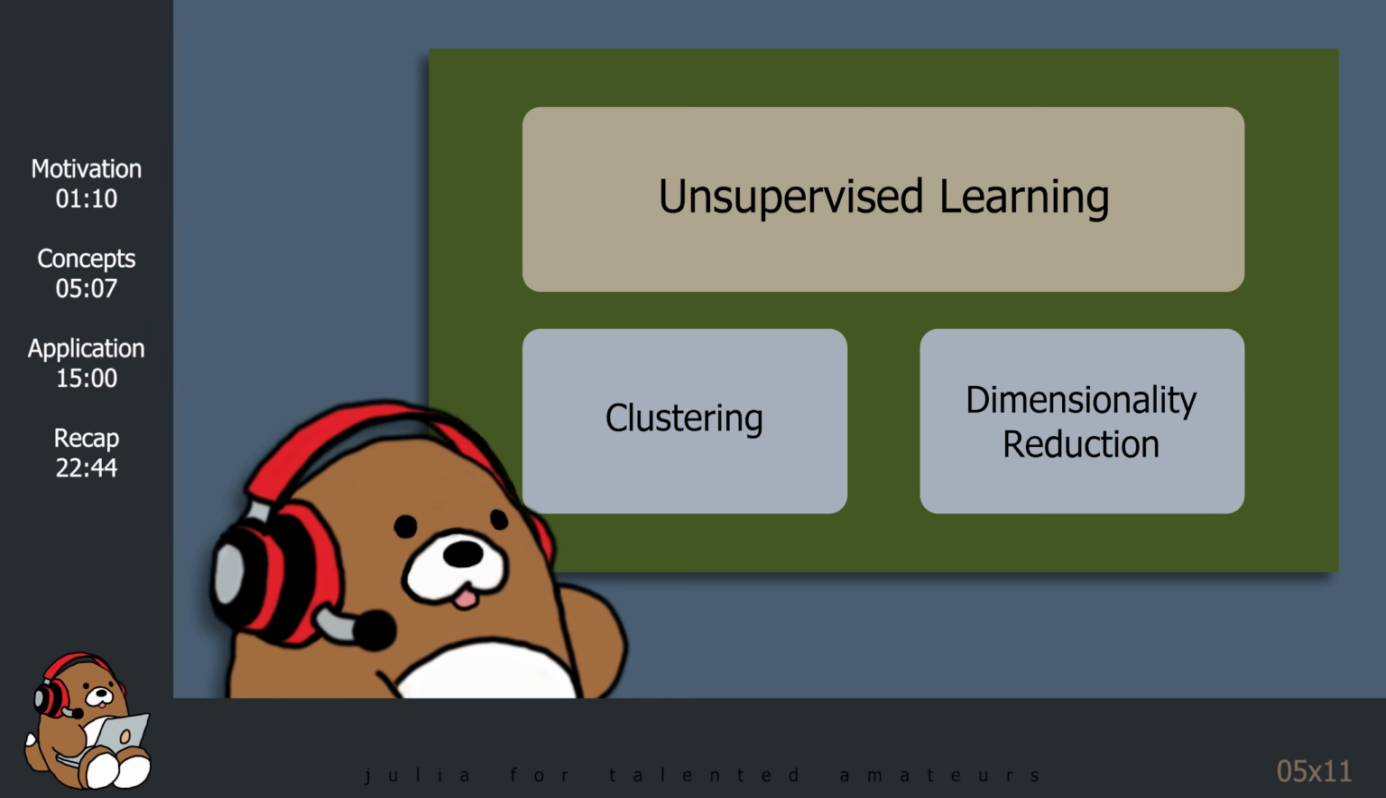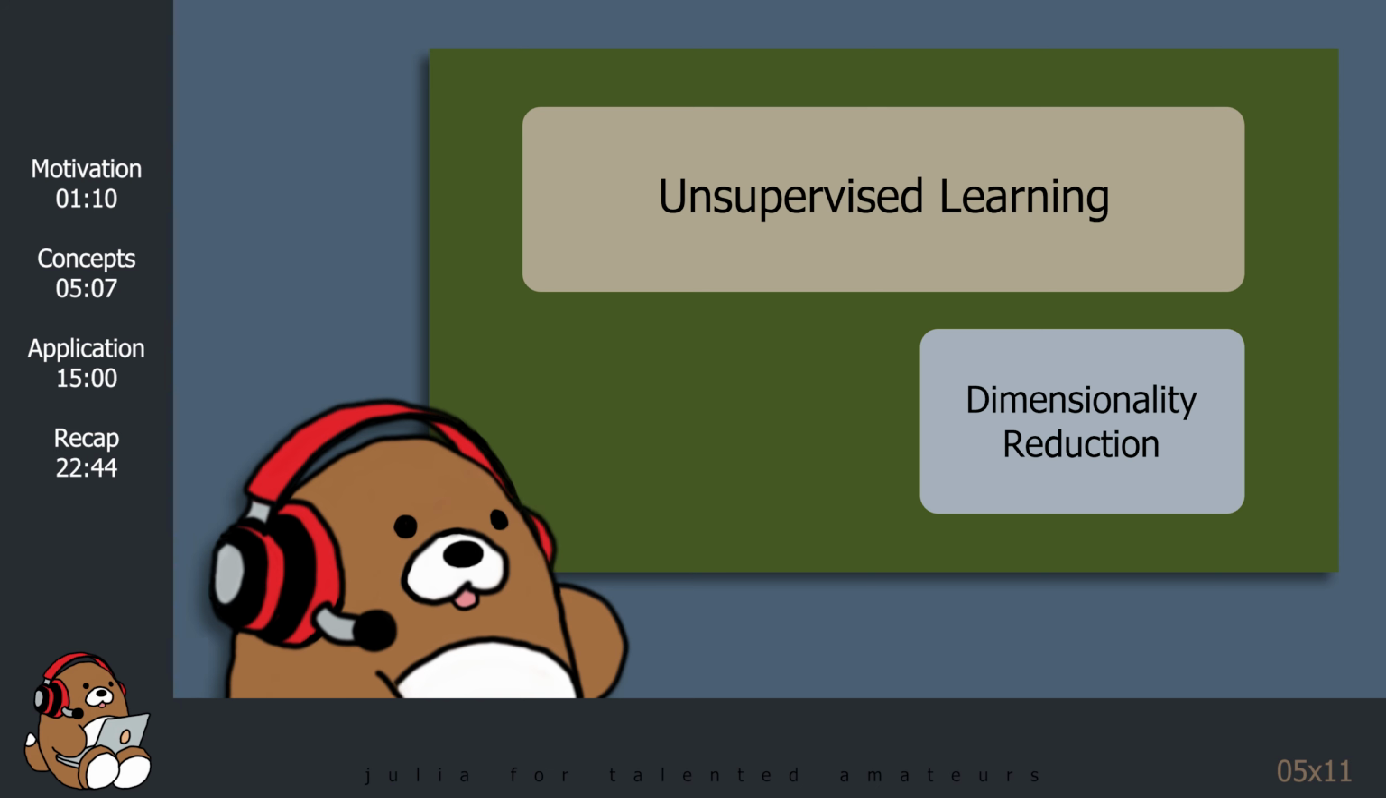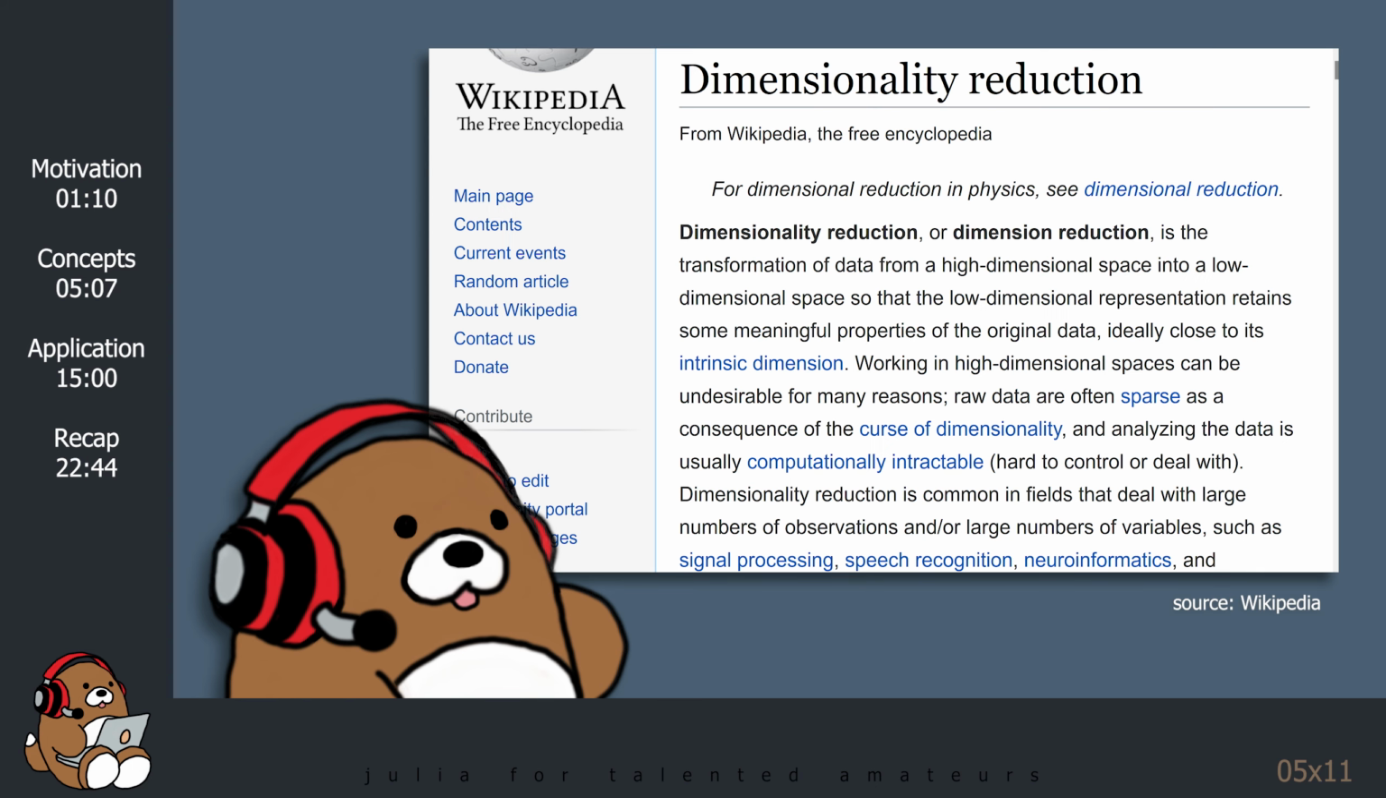In the last tutorial, we discovered that there are two major subfields within unsupervised machine learning: clustering and dimensionality reduction. We're already familiar with clustering, so what is dimensionality reduction? According to the Wikipedia article on dimensionality reduction, it is the transformation of data from a high-dimensional space into a low-dimensional space, so that the low-dimensional representation retains some meaningful properties of the original data.